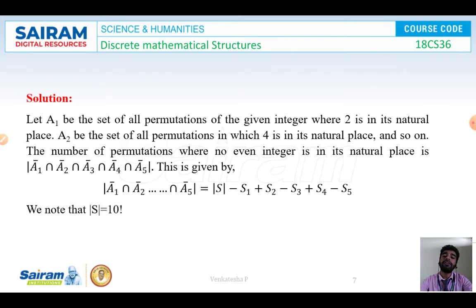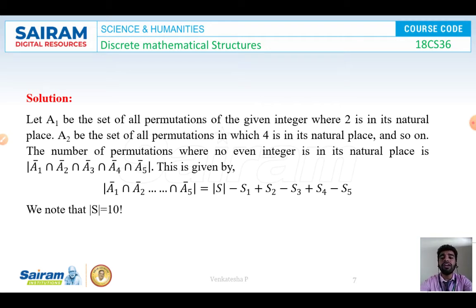So to find this, the first thing is what? We have to define the finite set S. So S contains 10 numbers here, that is 1, 2, 3, 4, 5, 6, 7, 8, 9, 10. Therefore the order of S will be equal to 10 factorial. Now I will be defining the events A1, A2, A3, A4, A5 also.